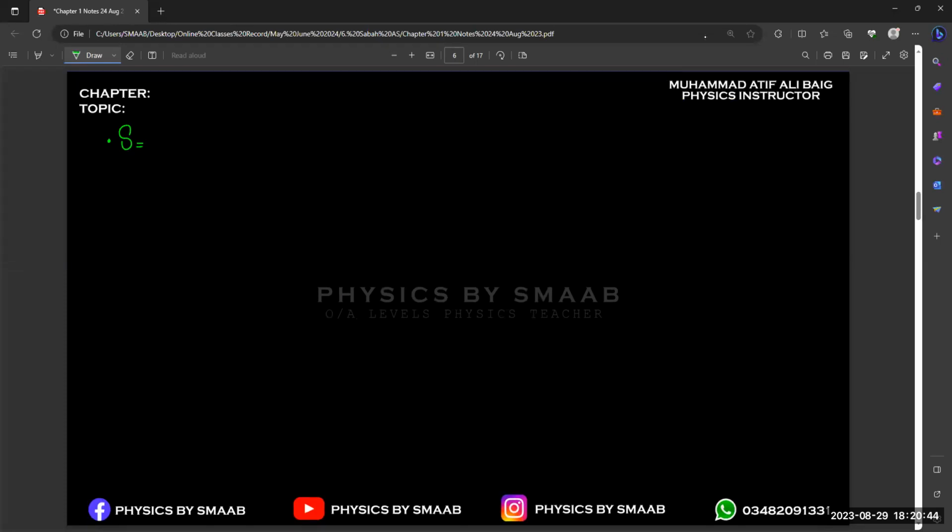S is equal to initial velocity into time plus half at square. So this is the third equation of motion that we need to derive. And for the derivation part, let's consider the graph again, because this is a typical one to derive as compared to the previous two.